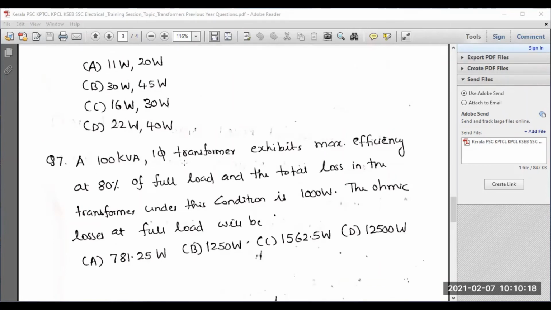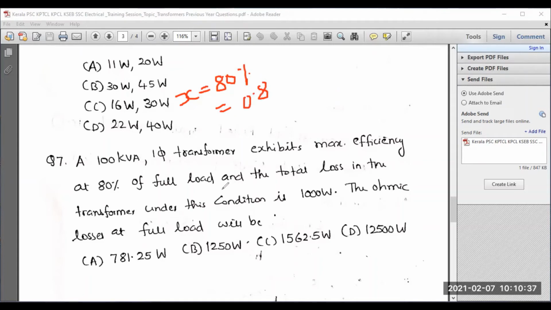A 100 kVA single phase transformer exhibits maximum efficiency at 80% of full load. Remember that. So the X value you can take as 80%. X equal to how much? 80%. 80% is nothing but 0.8. That you have to note down.